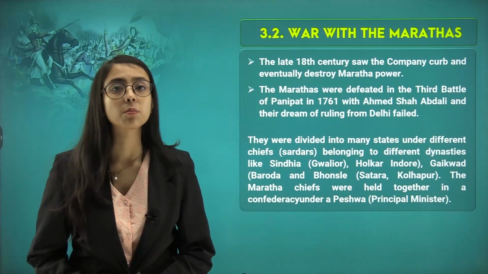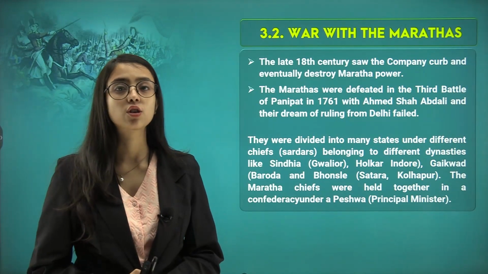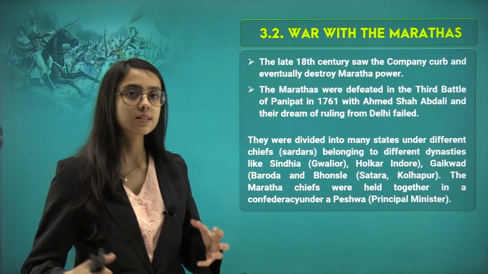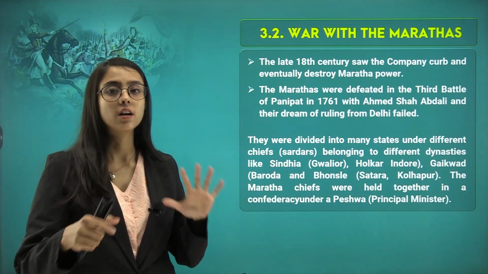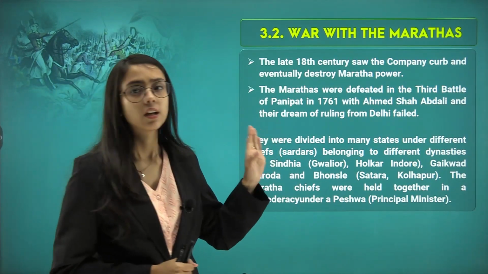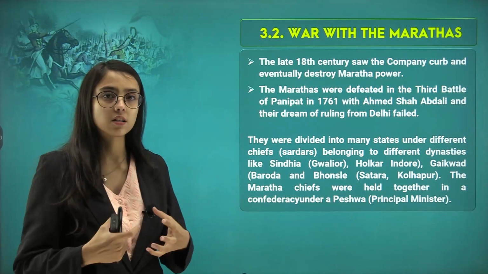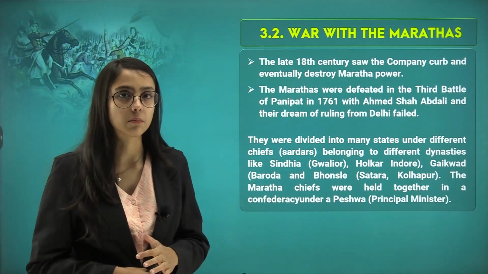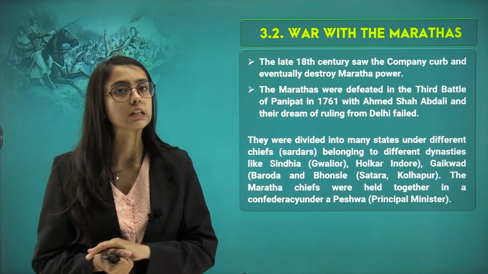Now let's talk about the war with the Marathas. The late 18th century saw the company eventually curb and destroy the Maratha power. They first gained control of the Marathas, then later on they completely destroyed the Maratha powers. The Marathas were defeated in the third battle of Panipat in 1761. There was a battle of Panipat between the Maratha leaders and the East India Company, and in the third battle of Panipat, the Marathas were completely destroyed.